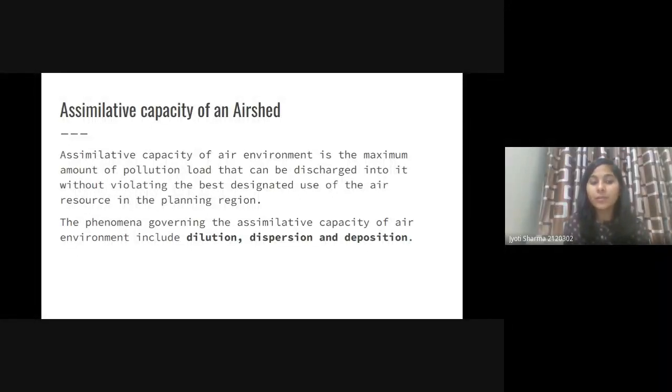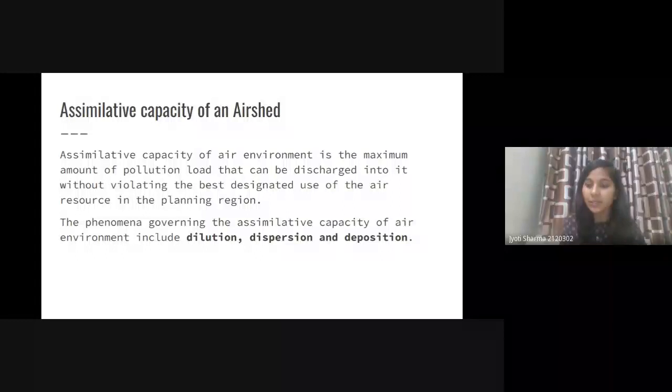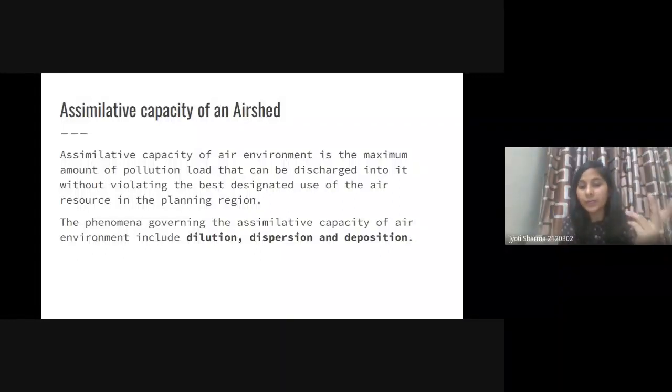So this is how much of the pollutant you can release into the atmosphere. This is the assimilative capacity. If you are allowing some industries to release that pollutant into the atmosphere, it means the atmosphere already has some cleaning mechanism to clean that pollutant from the environment. The mechanism may be dilution, dispersion, and deposition.